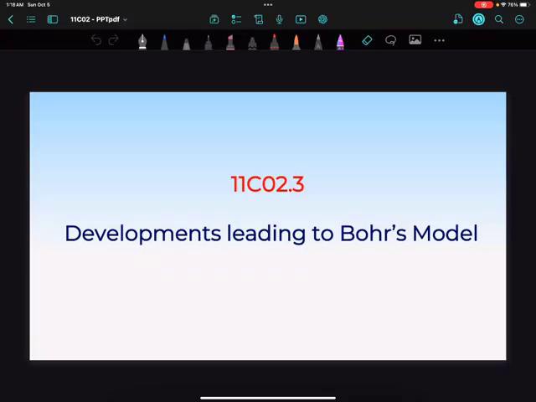Today we'll be learning the second part of the second chapter of chemistry. Today we'll be focusing more on Bohr's model and its drawbacks and advantages, and what made it come into this world and why it is necessary to read and learn about this model.